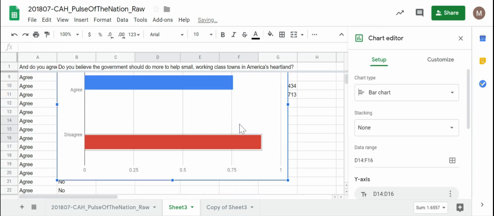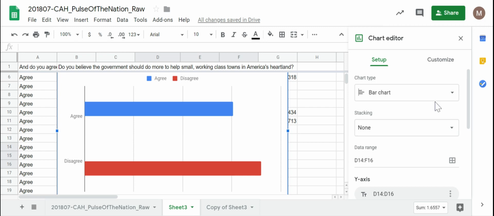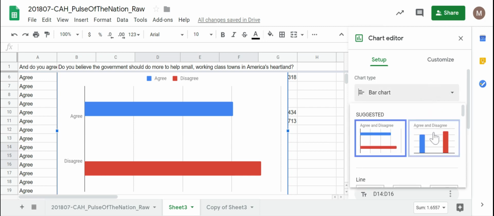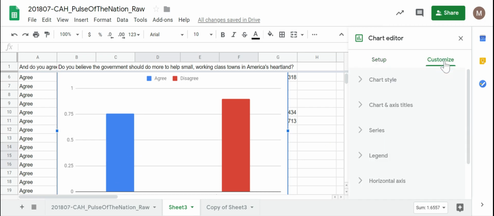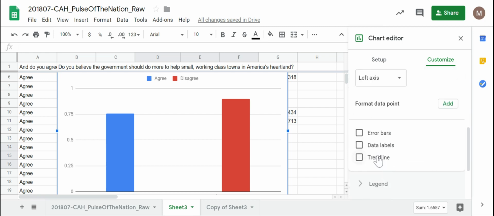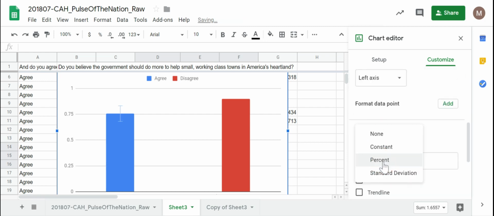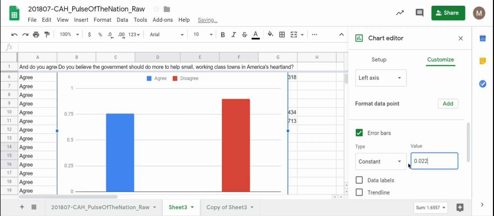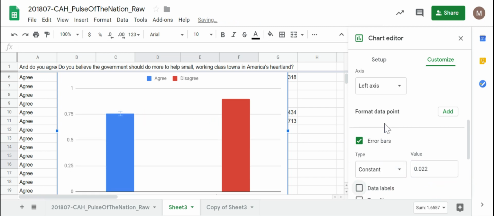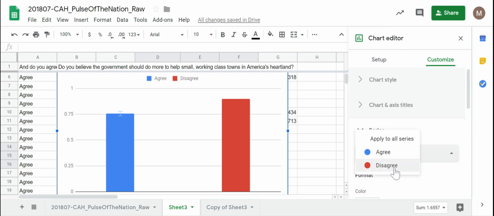Now, it doesn't necessarily look as nice, but this is actually better because it will allow me to give them different standard errors. I'm going to make it a vertical bar chart. I like that it starts at 0. That's good. I'm going to go customize series. I'm going to select just one series, the agree. I'm going to give them error bars of a constant value, and that constant value we said was 0.022. There they are.